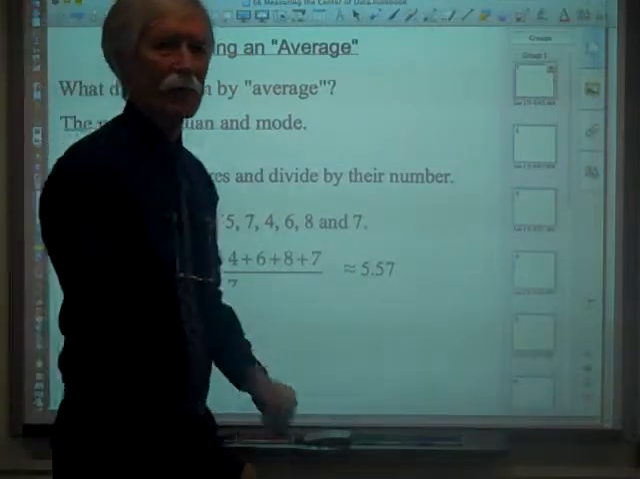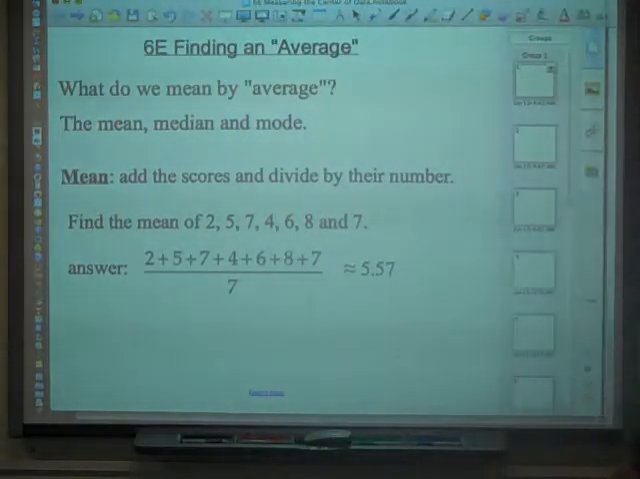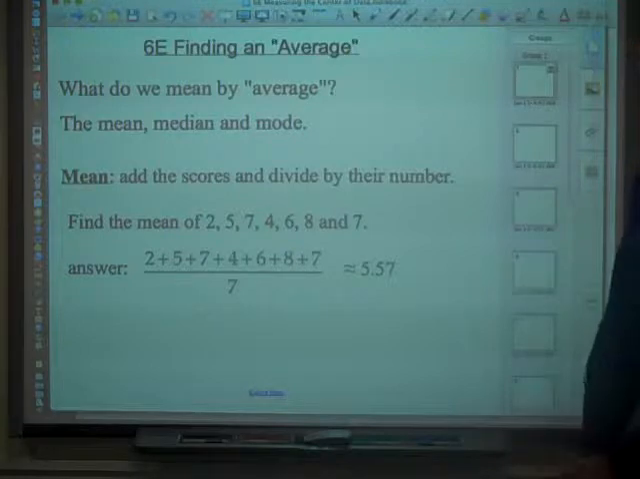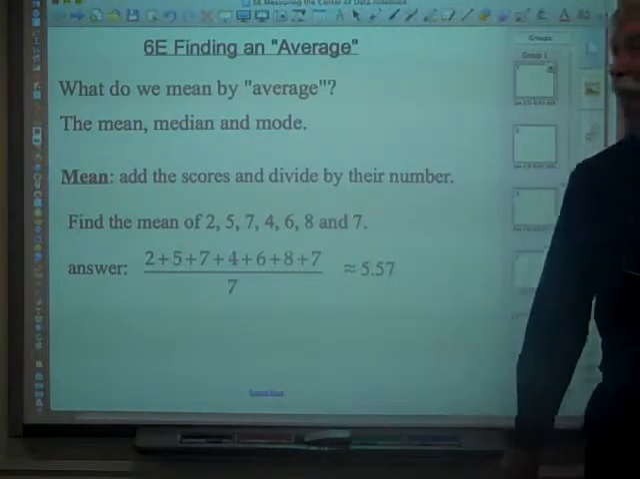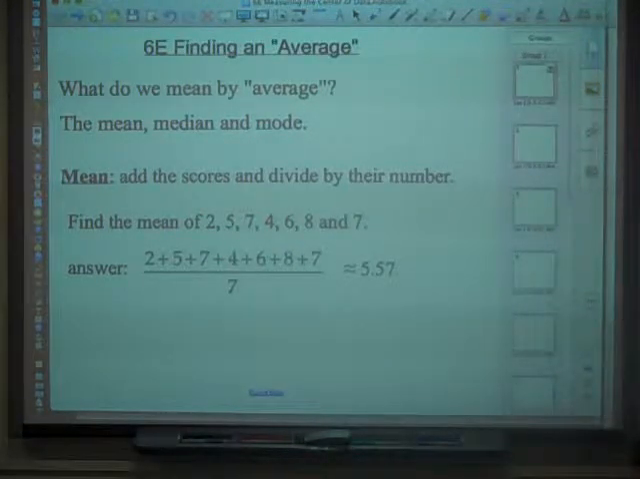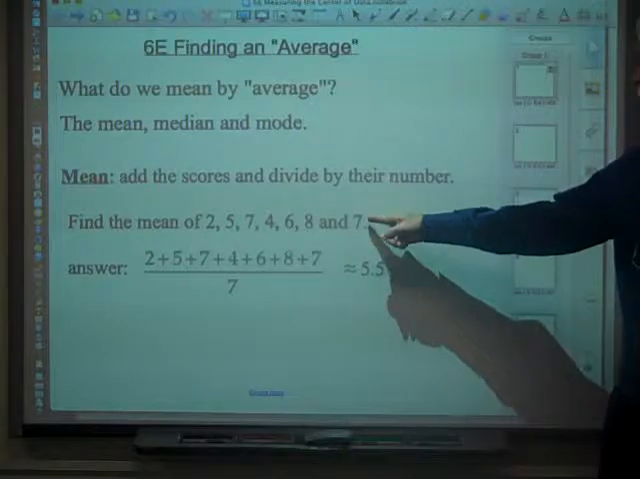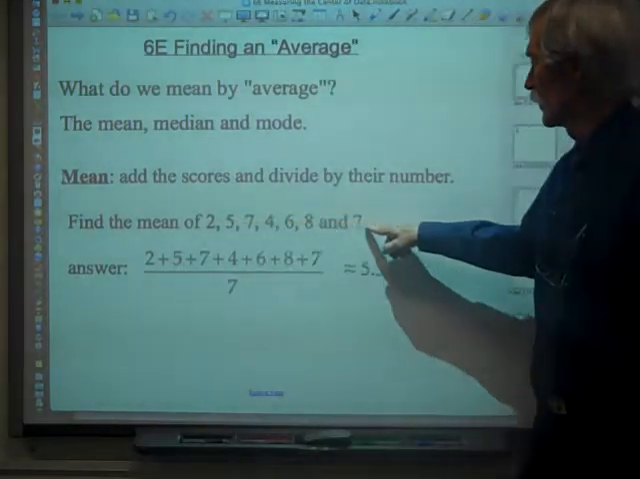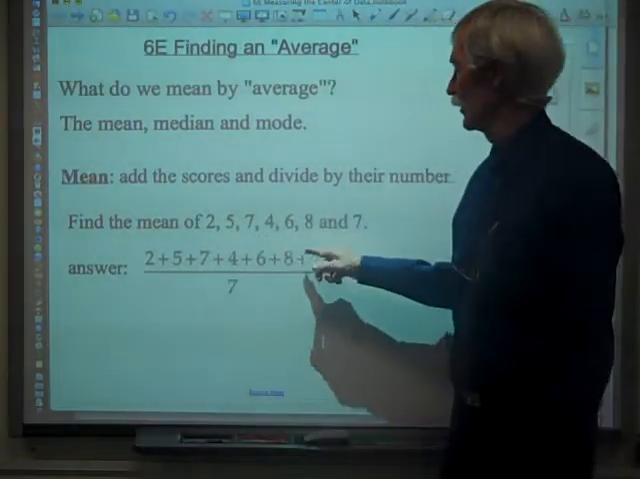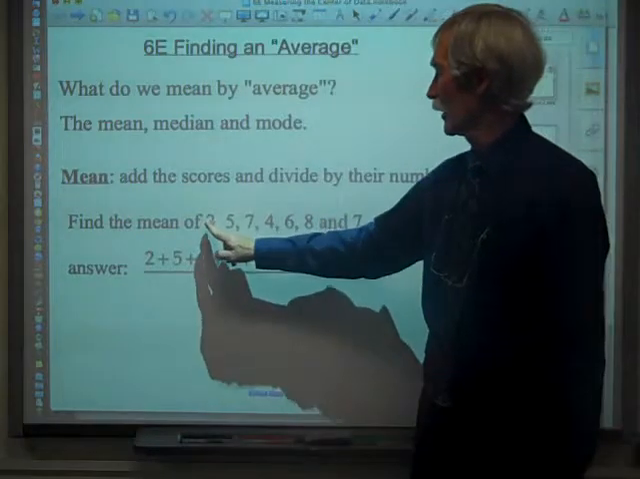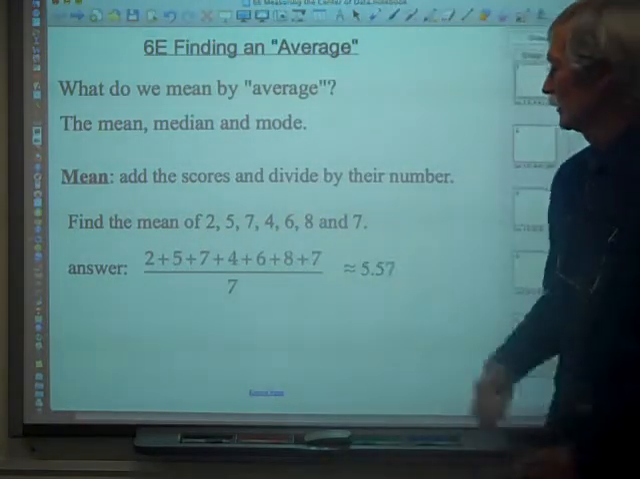And then we're going to start 6E. Finding the average. How would you find the average of these values? Add them all up, divide by the number. Yeah, add them all up, divide by how many there are. How many are there? 1, 2, 3, 4, 5, 6, 7.